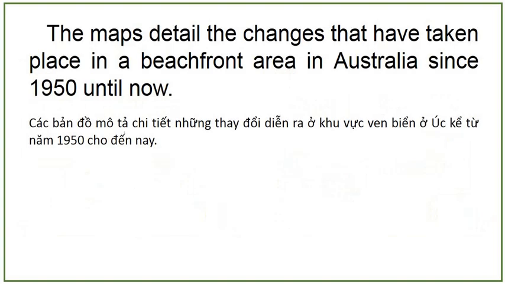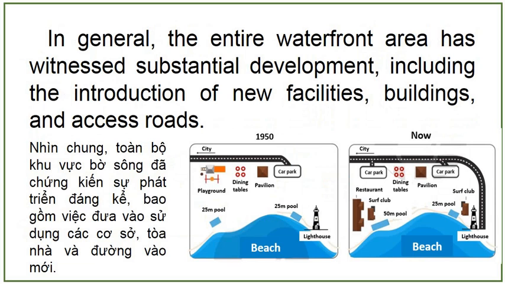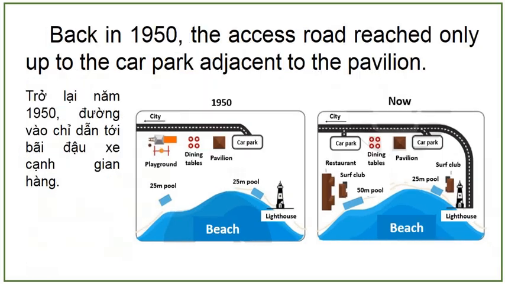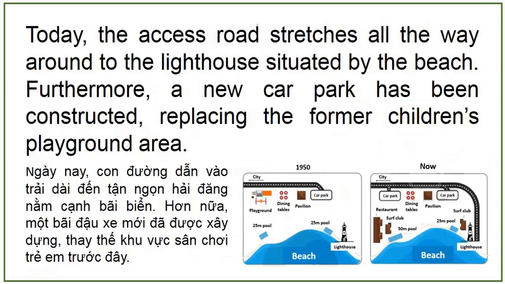The maps detail the changes that have taken place in a beachfront area in Australia since 1950 until now. In general, the entire waterfront area has witnessed substantial development, including the introduction of new facilities, buildings, and access roads. Back in 1950, the access roads reached only up to the car park adjacent to the pavilion. Today, the access road stretches all the way around to the lighthouse situated by the beach.